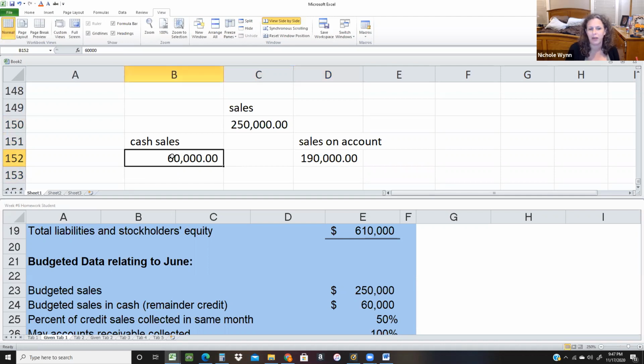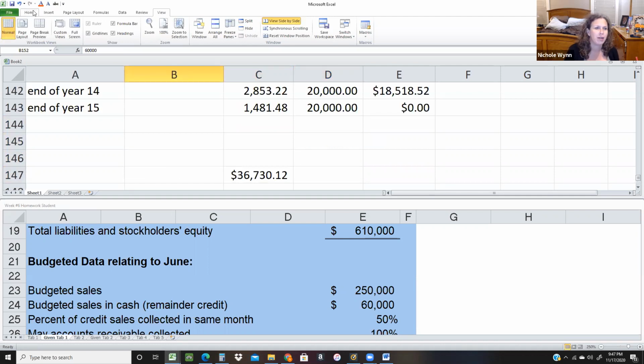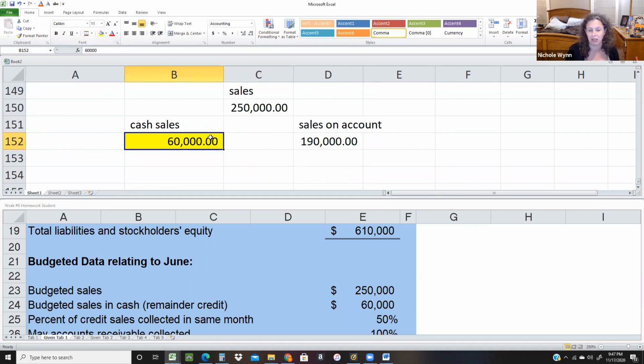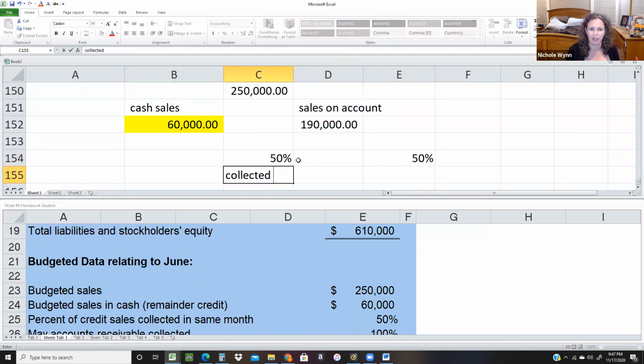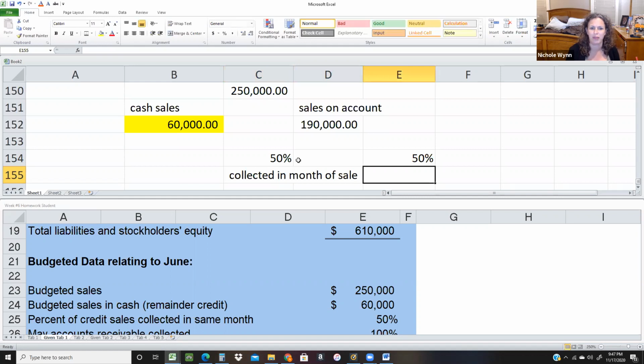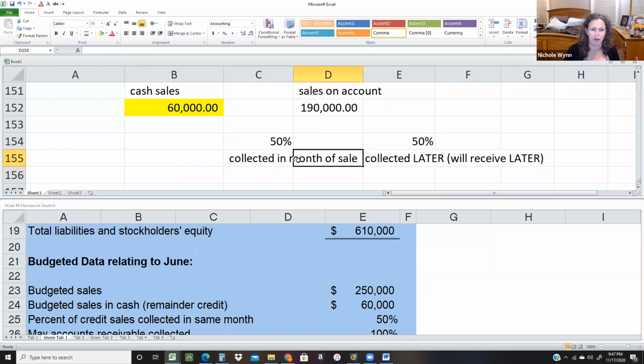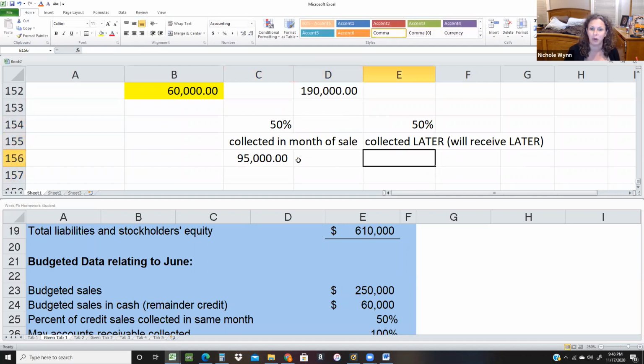So if I'm looking for cash collected during June, I am definitely going to get that 60. That 60 is mine. Of the 190, I will branch off at 50% and 50%. So 50% is collected in the month of sale and the other 50% I will receive later. That's a hint for later, okay? So 50% of 190 means I'm going to get 95,000 now and I'll get the other 95,000 some other day.